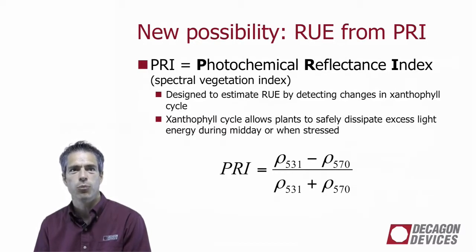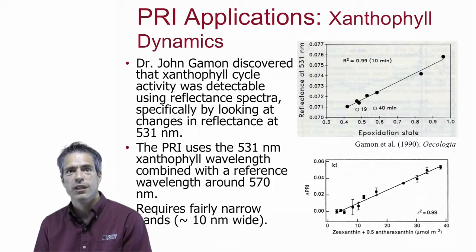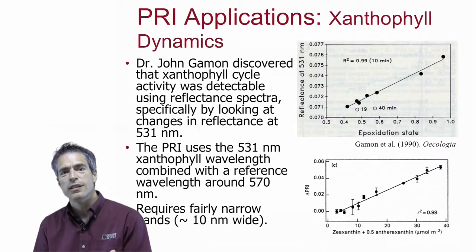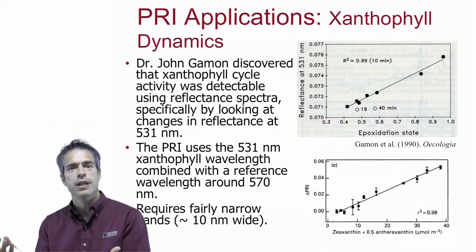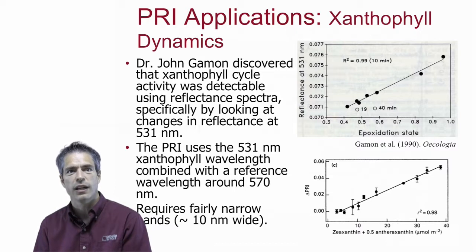Now, why is that important? Well, let's go back a little bit. Dr. John Gammons, back in the early 90s, discovered that the Xanthophyll cycle activity was detectable using a reflectance index, specifically looking at 531 nanometers. So the PRI uses 531 nanometers to measure the Xanthophyll absorbance and compares it to 570, where there isn't any change in absorbance due to this Xanthophyll cycle. As that 531 goes up and down, we can see changes in this PRI index.